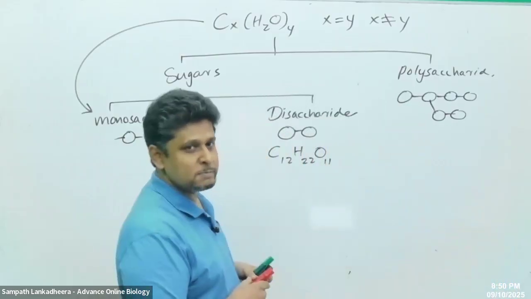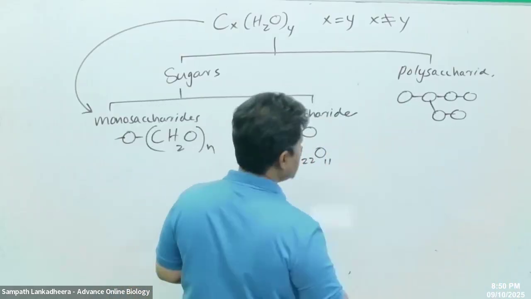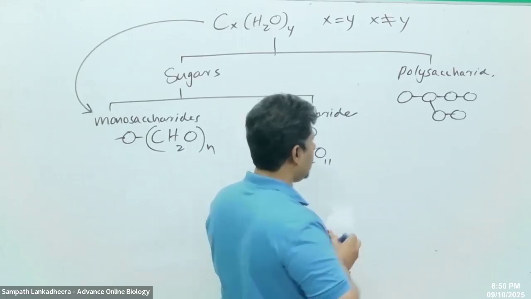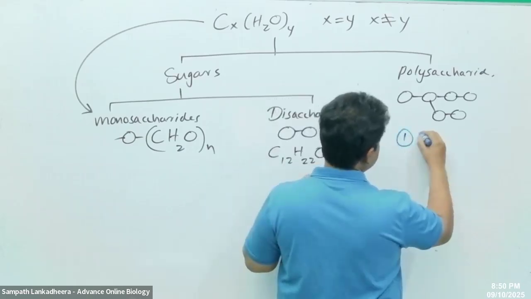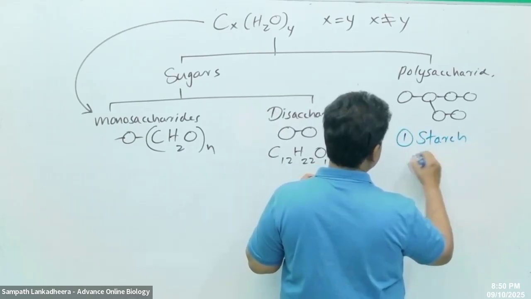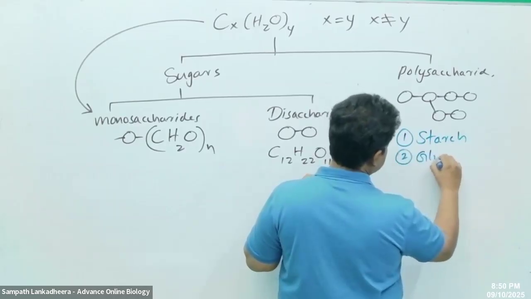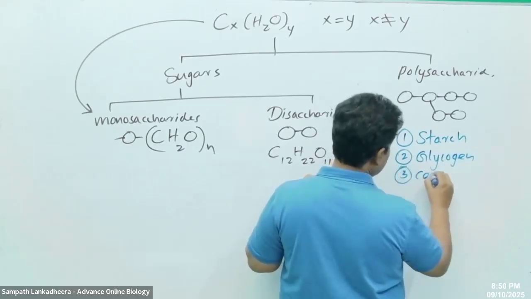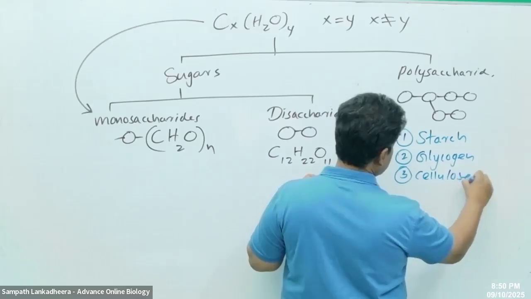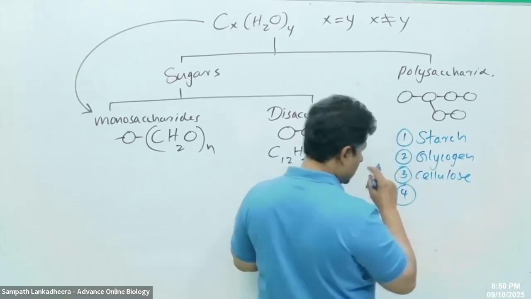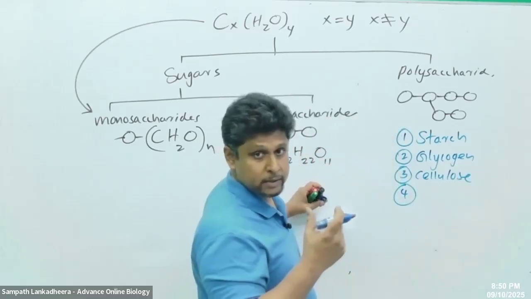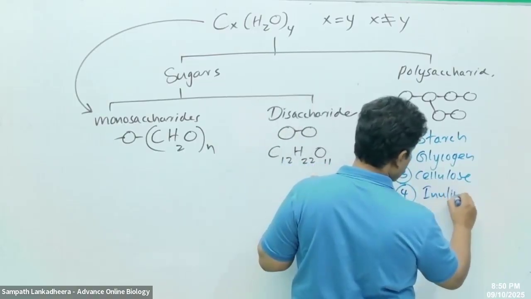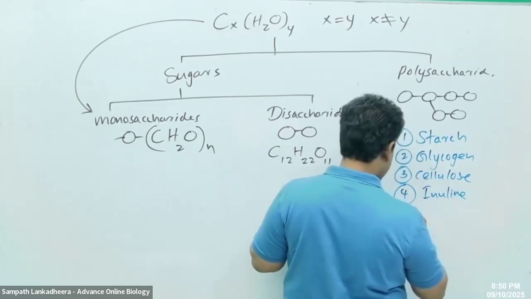Right now, what we discussed, people, polysaccharides. We have a list of polysaccharides. What is the list of polysaccharides? Can you help me write that? Starch, glycogen, cellulose. Fourth one, come on, help me write the list. Inulin, pectin.